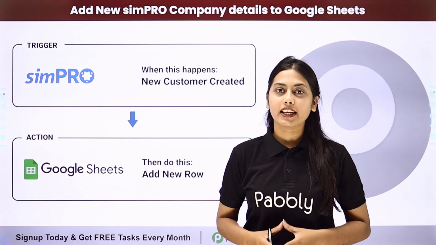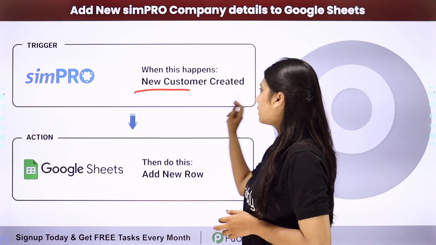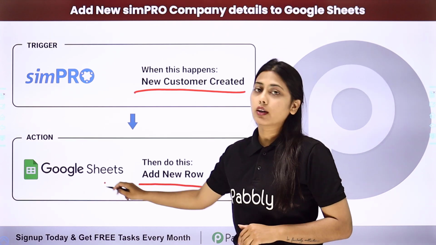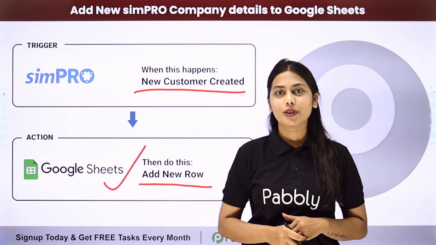We will create an integration where our trigger will be a new customer created in SimPRO and our action will be adding a new row in our Google Sheets. Let us learn how to do it.